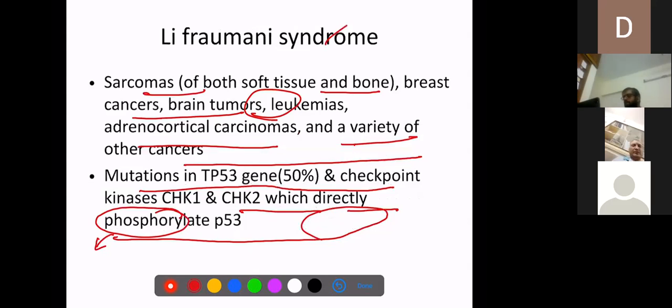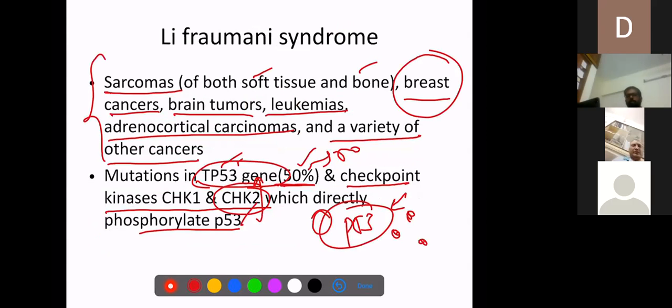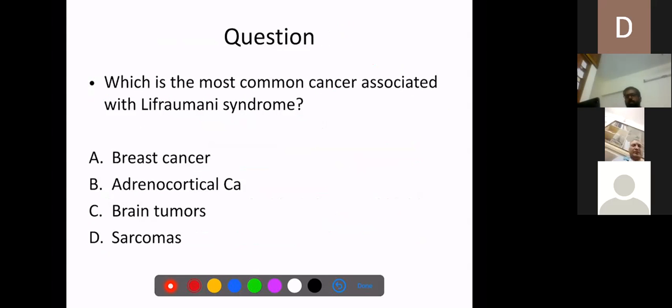So which is the most common cancer associated with Li-Fraumeni syndrome? All these tumors are associated with Li-Fraumeni, so which is the most common cancer? It was asked in one of the DNB super specialty exams.